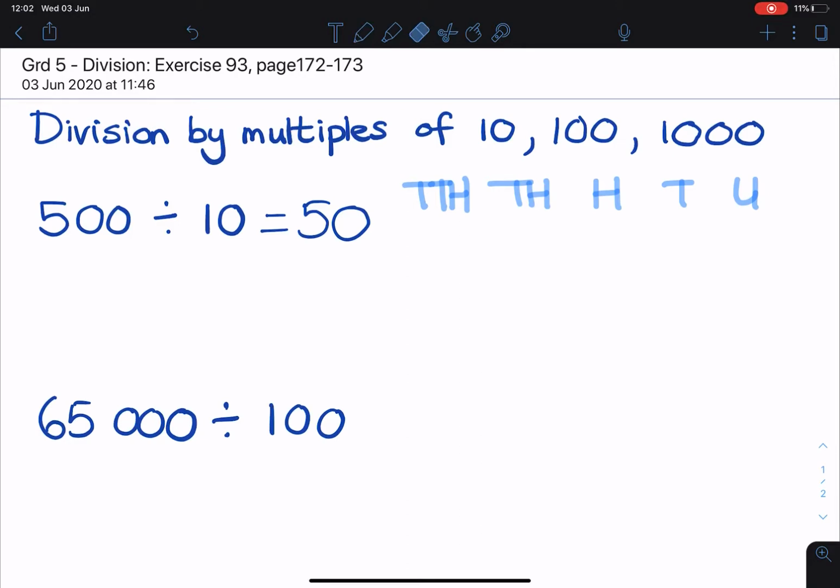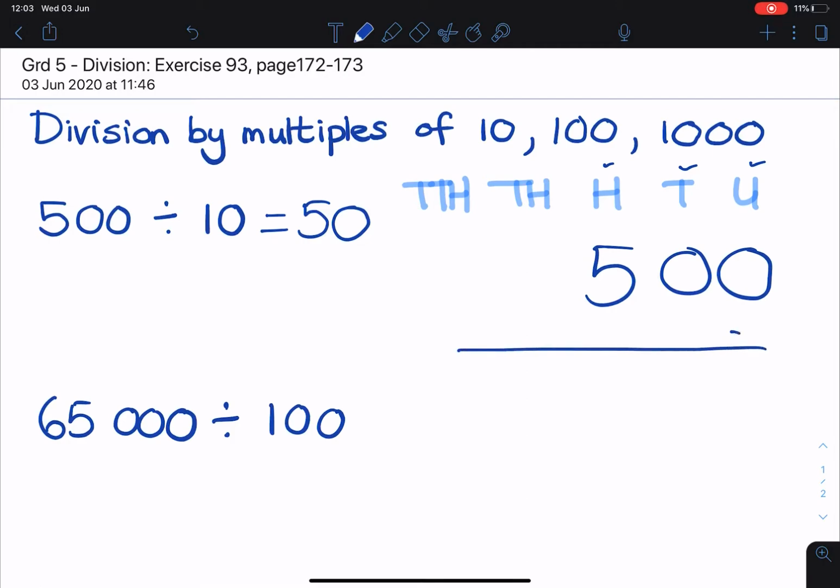Now let's look at what we actually did. 500 would fit into the columns over there. These are hundreds, tens and units. When we divide by 10, our number gets smaller. And remember, numbers get smaller as they go that way. So what we are actually doing is we are shrinking 500 10 times.